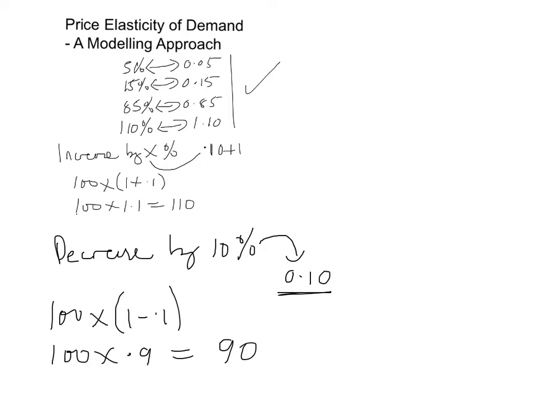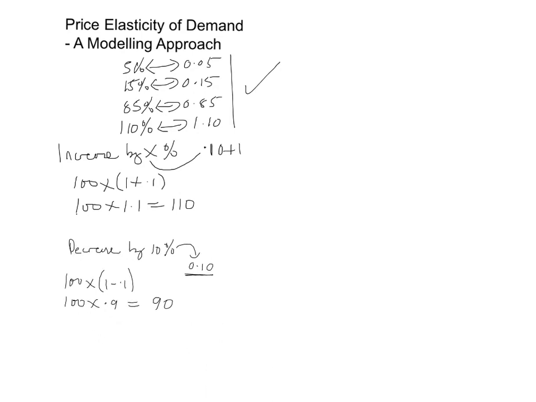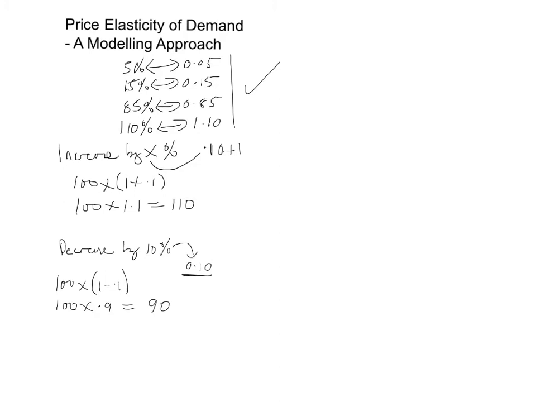Okay, so that's okay, isn't it? A couple of quick methods there. Alright, so we've looked at converting percentages into decimals and decimals into percentages. We've looked at a quick approach to increasing something by a certain percentage, and a quick way of decreasing something by a certain percentage. Alright, what else is there before we move on?